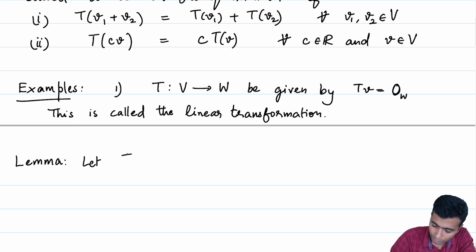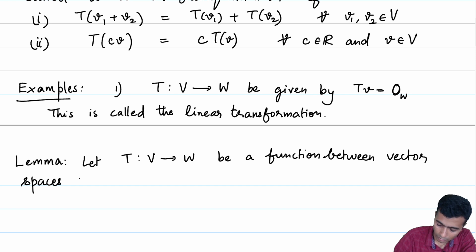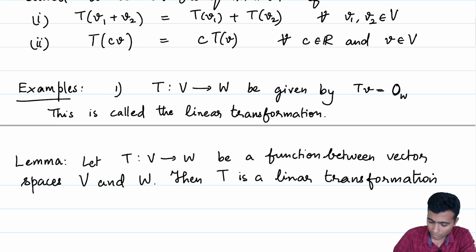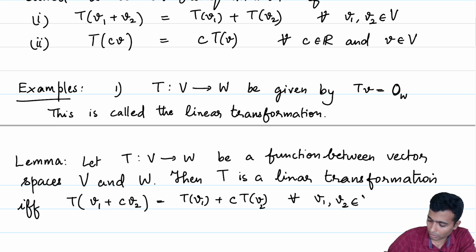So, let T from V to W be a function between vector spaces V and W. Then T is a linear transformation if and only if T of V1 plus C V2 is equal to T of V1 plus C times T of V2 for all V1, V2 in capital V and C a real number.